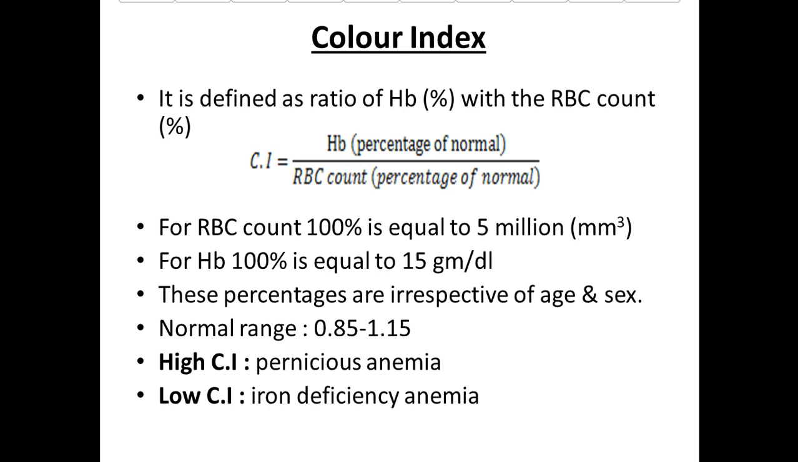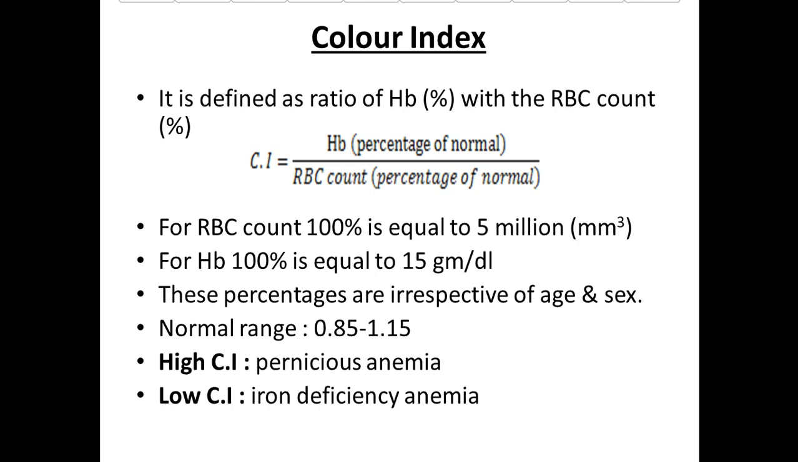Color index is another blood index. It is defined as ratio of hemoglobin with red blood cell count. So you can see here hemoglobin in percentage and RBC count is also in percentage.